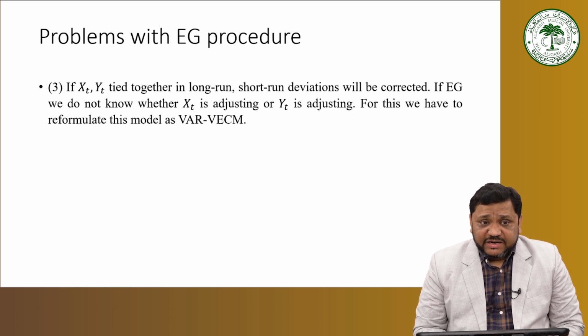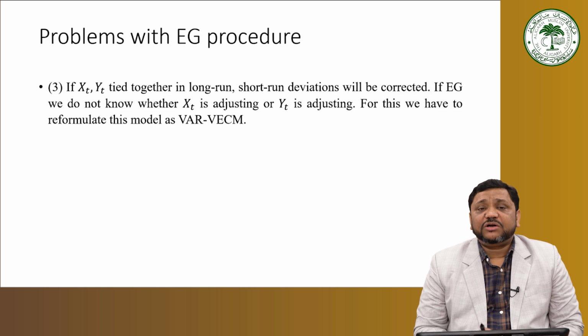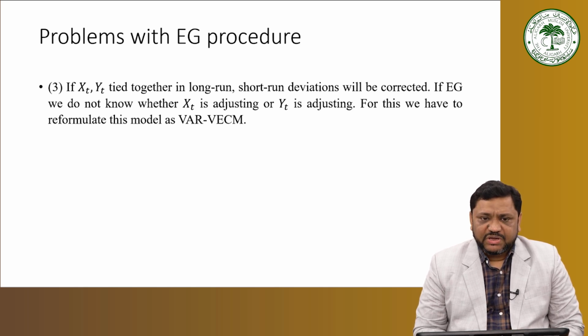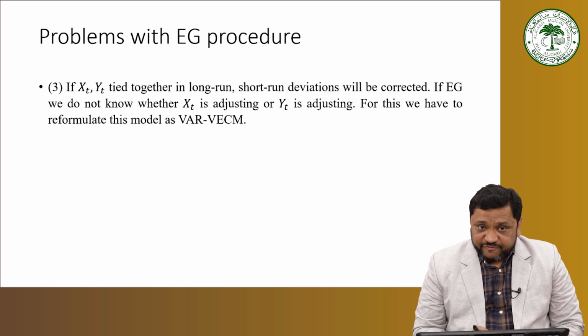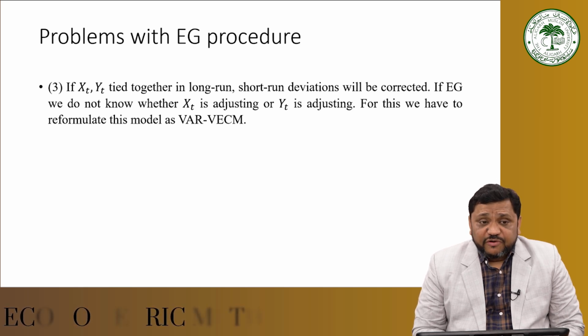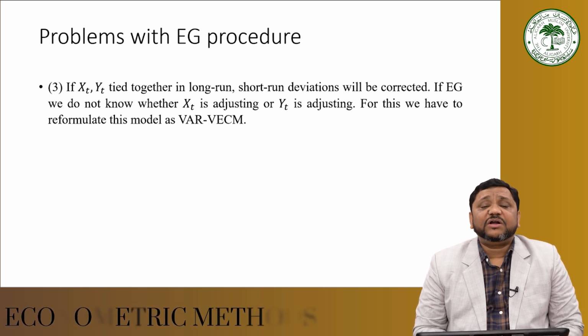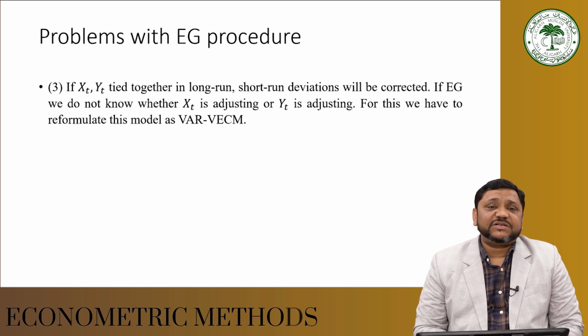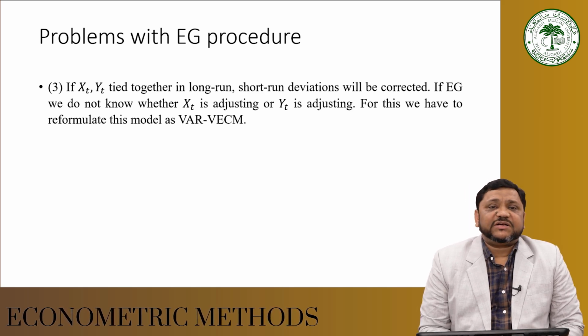And if they are tied in the long run, these short-run deviations need to be corrected. Only if they are correcting can we say that this long-run relationship will be maintained, or else these two series will diverge from each other. In the Engle-Granger process, or in the process of cointegration itself, we are not aware whether xt is adjusting to yt or yt is adjusting to xt.